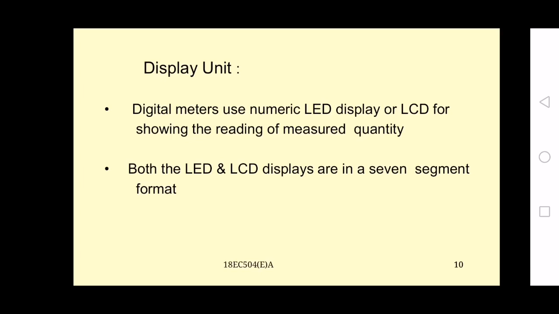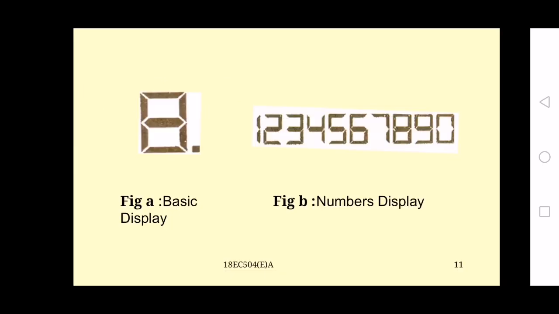You have already studied the 7 segment format in second year digital electronics, the BCD to 7 segment display. In a 7 segment display, each number is indicated by the 7 segments corresponding to different cathode and anode arrangements. It is like this. The basic display of numbers will be like this.